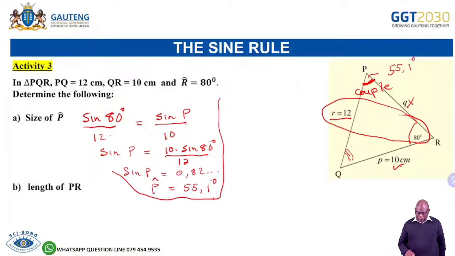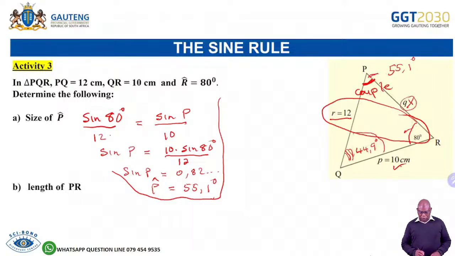Now the length of PR, which is small letter q, how am I going to get it? First of all, I must get the angle Q. Can you see now? I've got two angles in a triangle. The third one I can get by using the sum of angles in a triangle, which means the angle will be 44.9 if I subtract the two angles from 180. So if I've got this angle here and I don't have that side, it's easy to get.